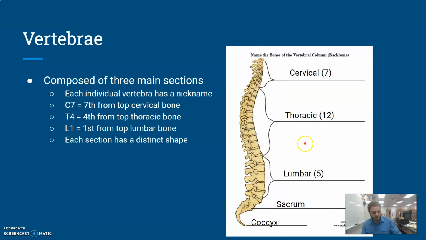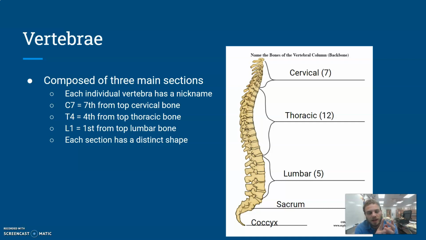Each section has its own distinct shape. I'll show you a picture or a model here of a cervical vertebra. Cervical vertebrae tend to be very, very small. As you move down, each vertebra gets a little bit larger each time because it needs to be able to bear a little bit more weight.